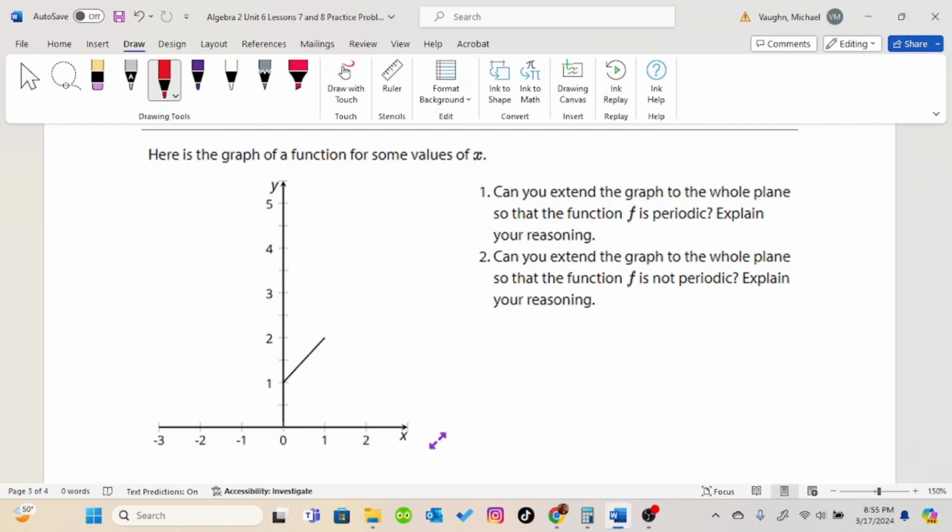We see that it starts at 1, goes up to 2 as we start from x equals 0 and go to 1. We could repeat this in a downward position to 2, 1, and then back up again to 3, 2. We could also have this repeating going to the left, where it would be at negative 1, 2, then down to negative 2, 1, and up to negative 3, 2. This would be a periodic function.